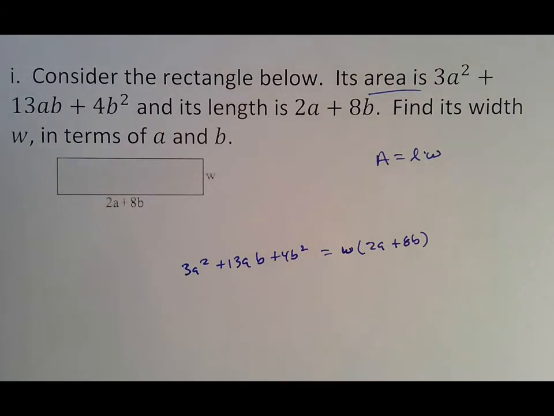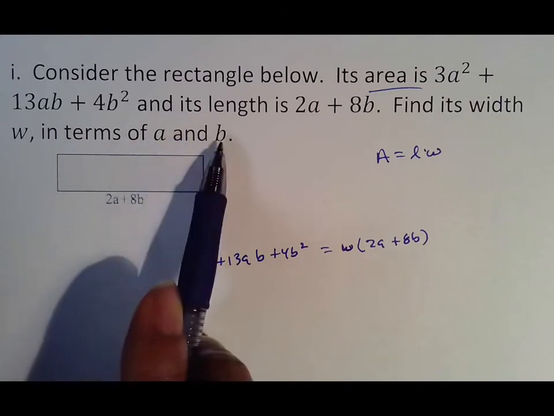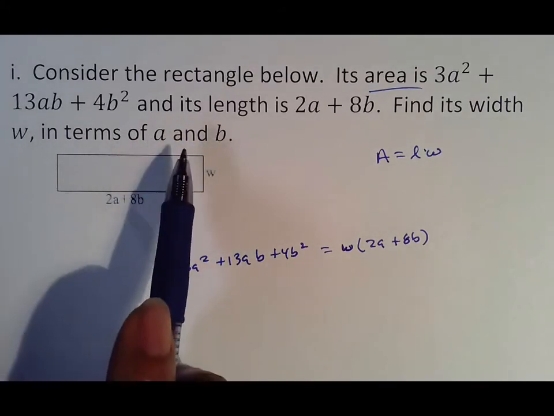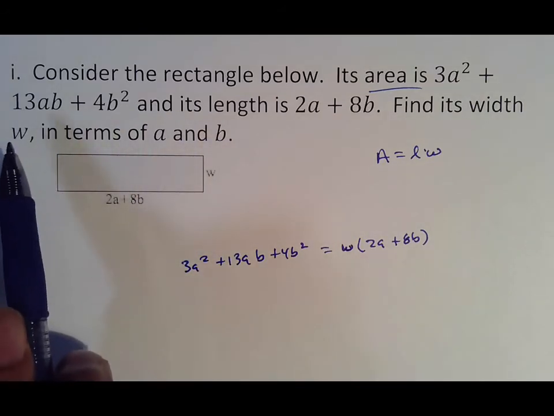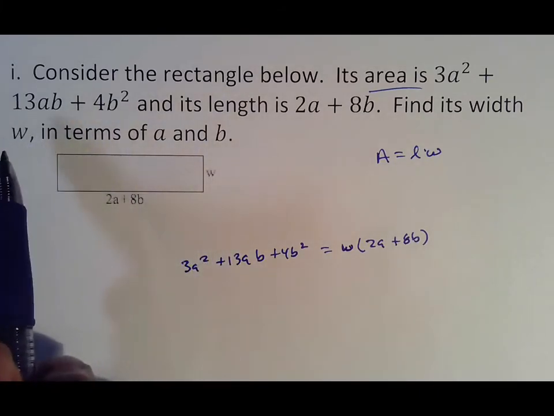So higher level algebra says if we're finding width, first off, whenever it says w in terms of a and b, it means that this should be alone and these variables are okay to be on the other side. If you remember literal equations where we had ugly answers, this is where this comes in. But when you're looking for W, it means I need W to equal something. I don't care what's on the other side, I just know I need W to be there.